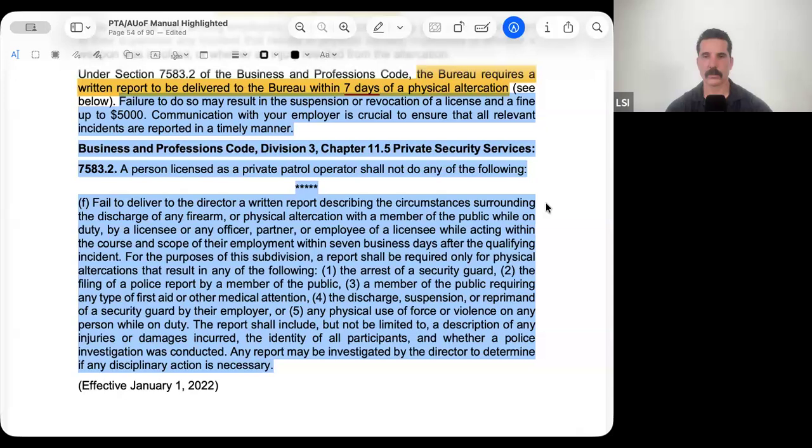The report shall include, but not be limited to, a description of any injuries or damages incurred, the identity of all participants, and whether a police investigation was conducted. Any report may be investigated by the director to determine if any disciplinary action is necessary.